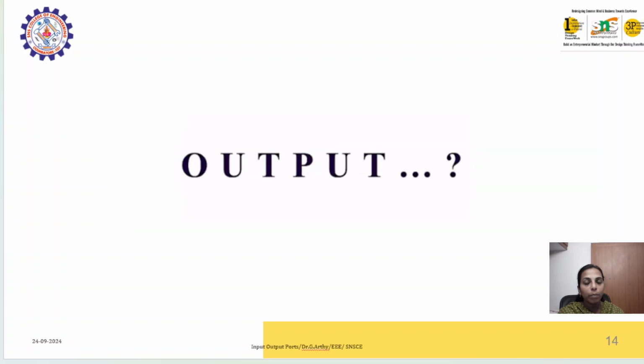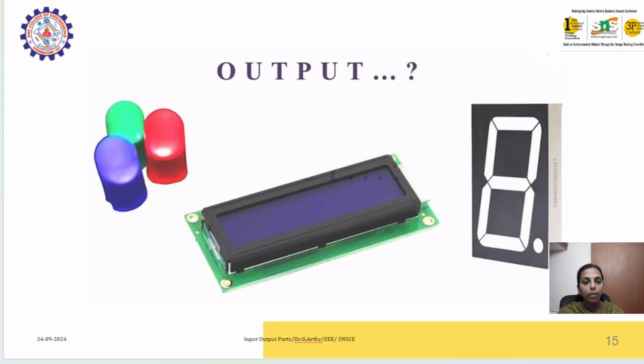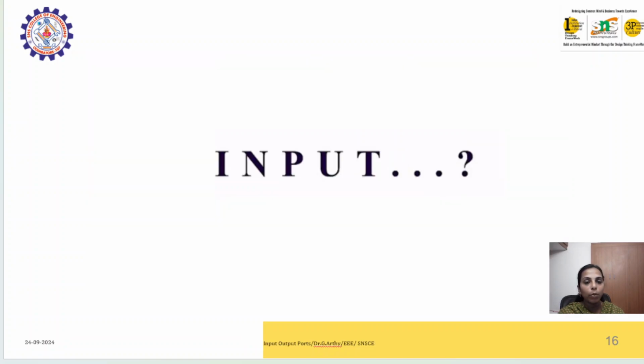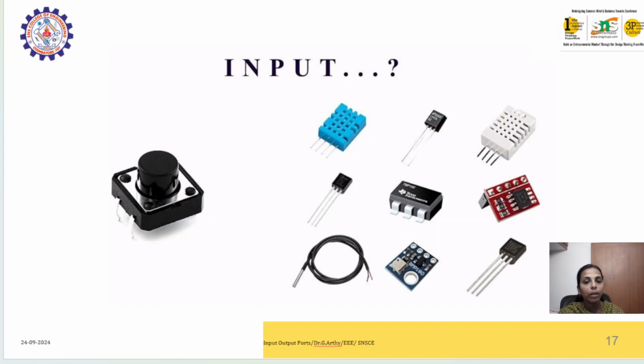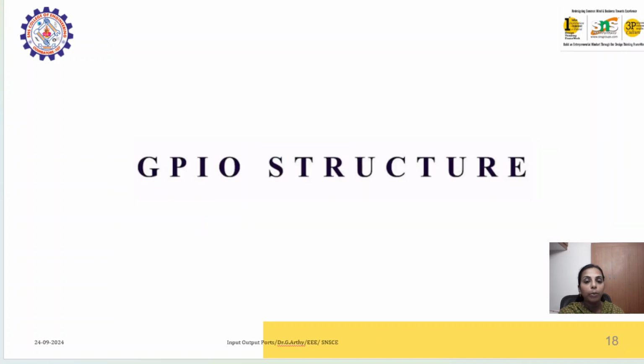Now coming to general purpose input output, what are the output devices? LED, LCD, 7-segment display, these are the common output devices. And what are the input devices? Any sensors or any keyboards or these kind of things are input devices.